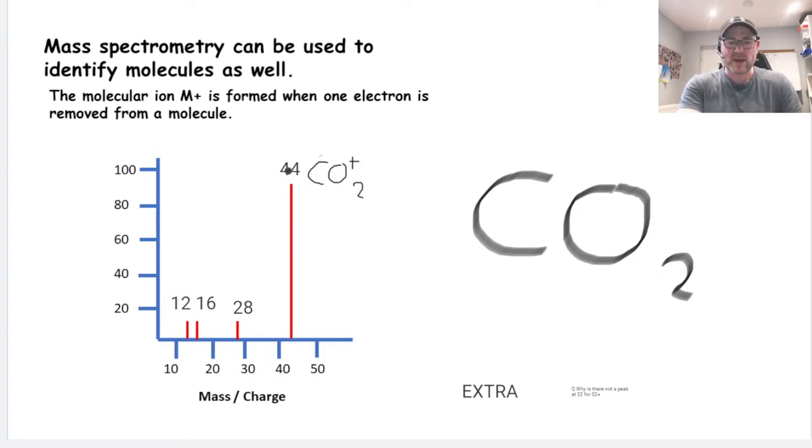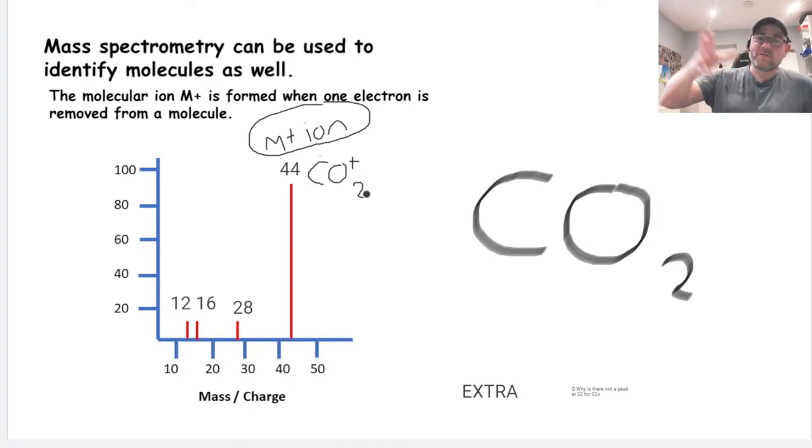It's the highest peak, and we know that. So I would now identify this as carbon dioxide. And this is known as the M plus ion, which means the molecular ion. M plus ion means the ion of the molecule.